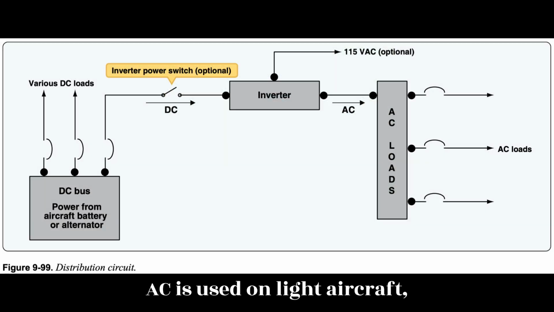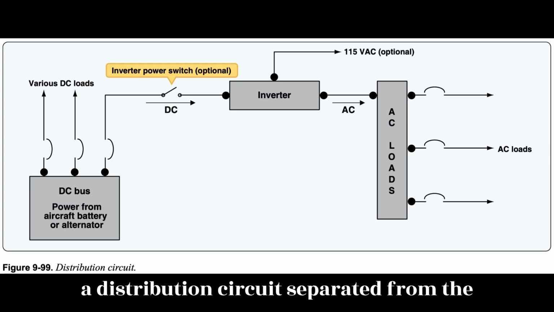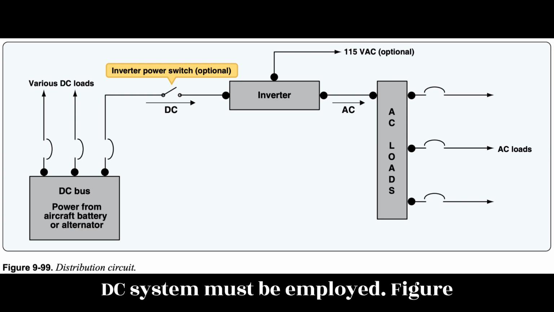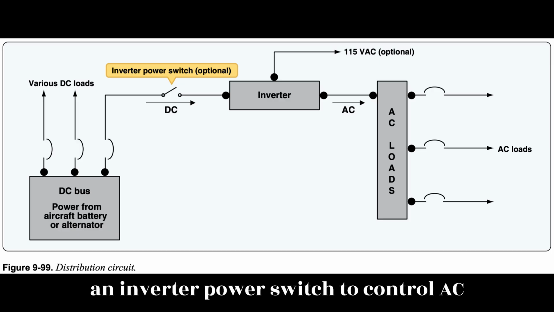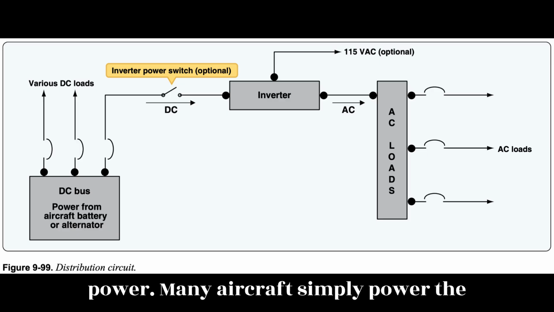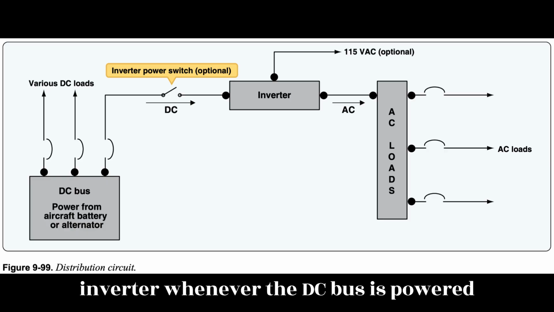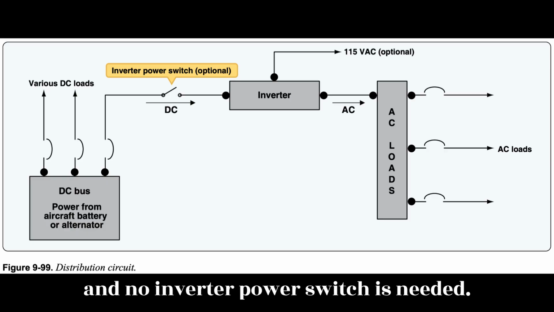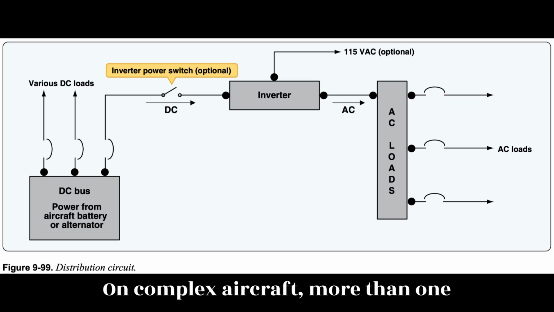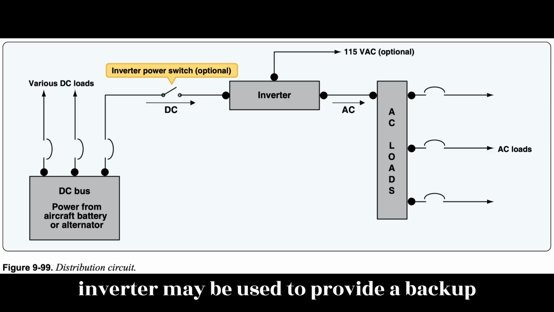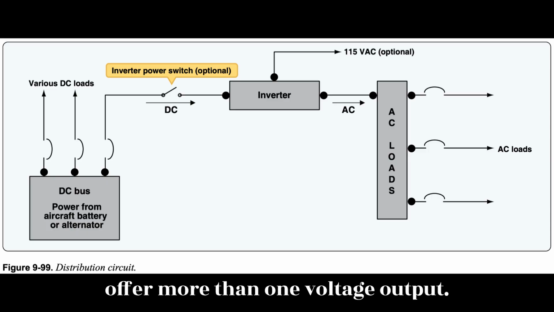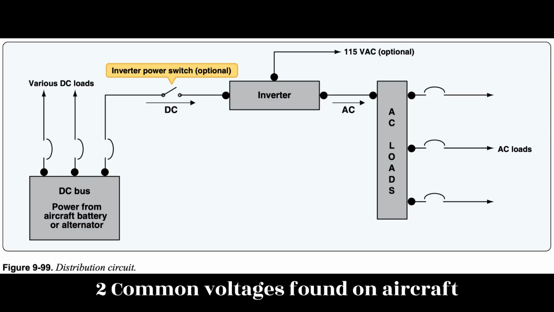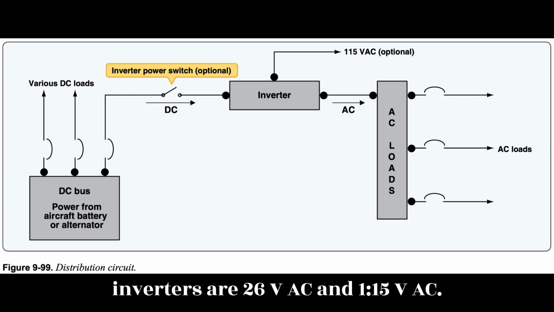Whenever AC is used on light aircraft, a distribution circuit separated from the DC system must be employed. Figure 9.99. Some aircraft use an inverter power switch to control AC power. Many aircraft simply power the inverter whenever the DC bus is powered and no inverter power switch is needed. On complex aircraft, more than one inverter may be used to provide a backup AC power source. Many inverters also offer more than one voltage output. Two common voltages found on aircraft inverters are 26 VAC and 115 VAC.